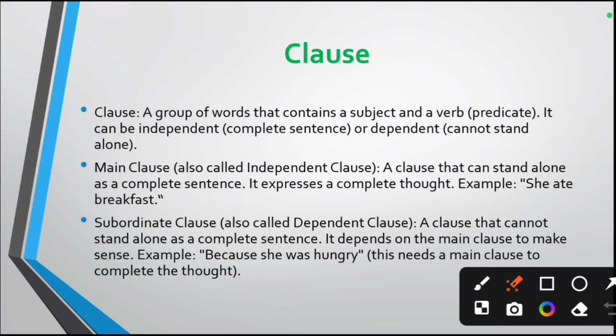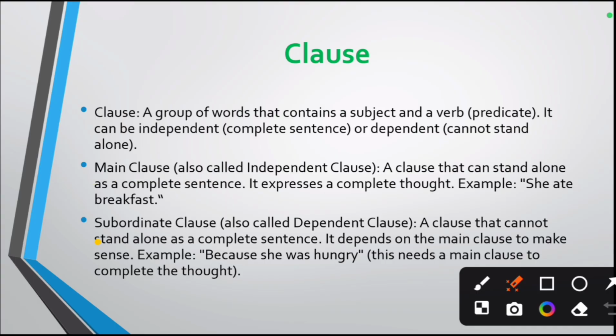Why? See here the example. She ate breakfast. Here subject and verb, both are there. So that is why it's a clause. That too, it has a complete meaning. That is why this is known as the main clause.